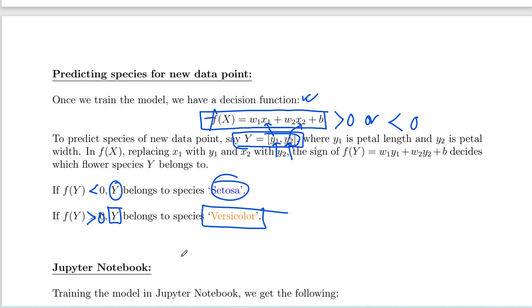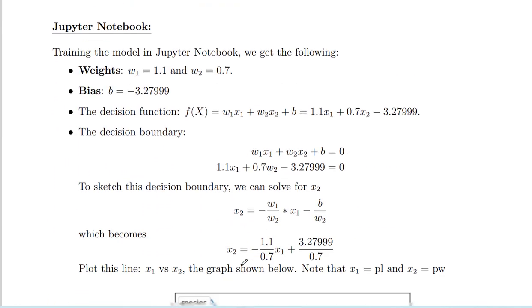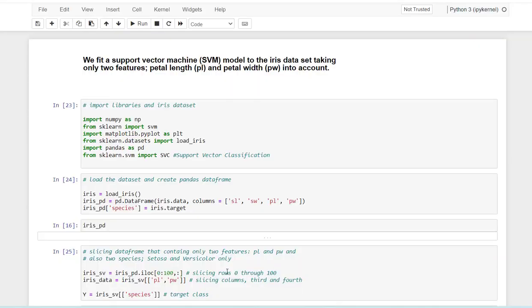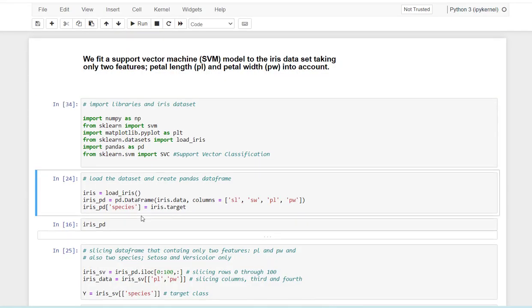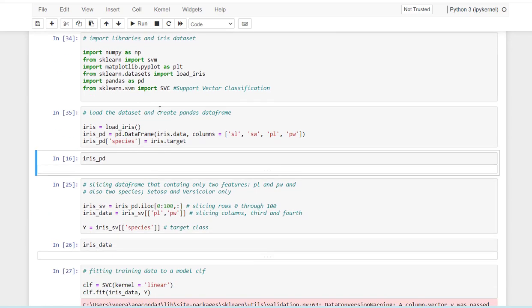Okay, so I want to see how we got those, how we can fit the model, and then once we fit the model, how can we get the values of w1, w2 and b. So let's do that in Jupyter Notebook. The first one is just importing libraries. The second one is importing the data set, the iris data set.